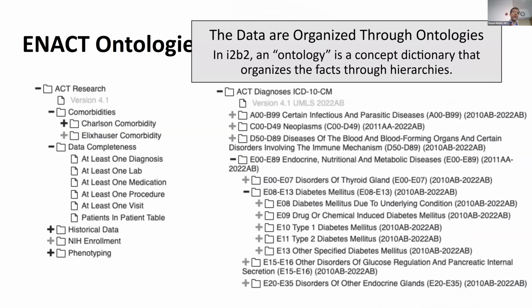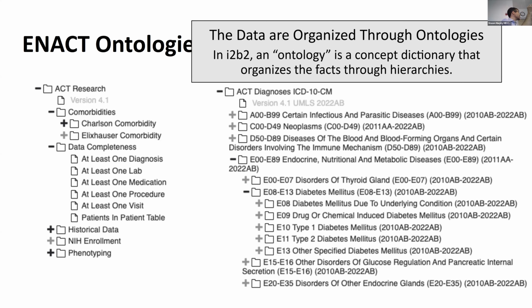So in i2b2, when you are querying data, you are querying it through ontologies. Ontologies in i2b2 speak are concept hierarchies. So you can see there are some that are just derived from the terminology itself. So ICD-10-CM, that's a diagnosis terminology. It's split up into different code sections based on the first letters of the code.